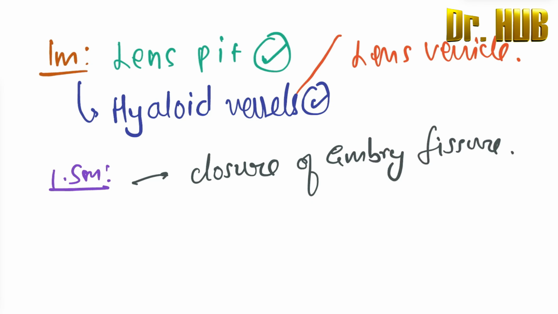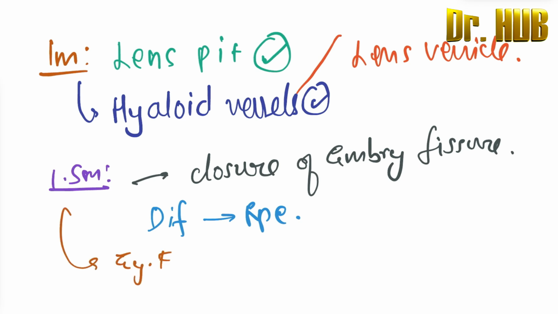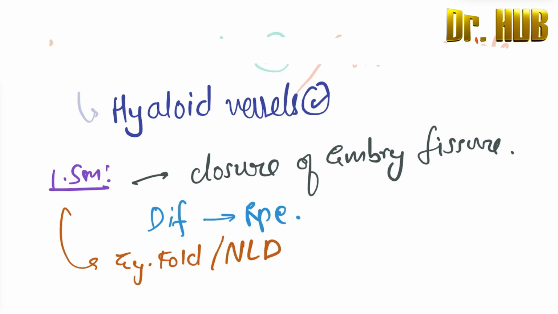And there is also differentiation of the retinal pigment epithelium, RPE, and there's appearance of the eyelid folds and the nasolacrimal duct, the NLD. So this was till the 1.5 months.